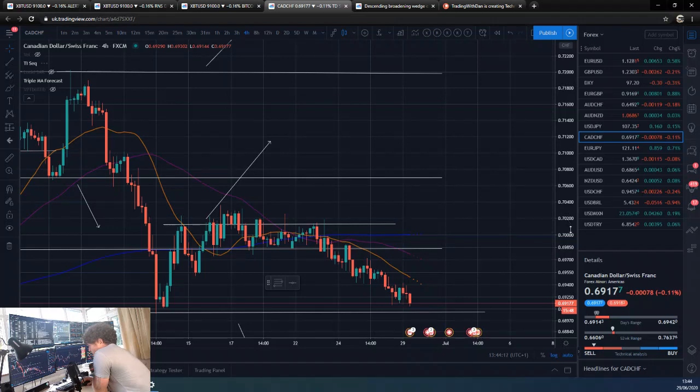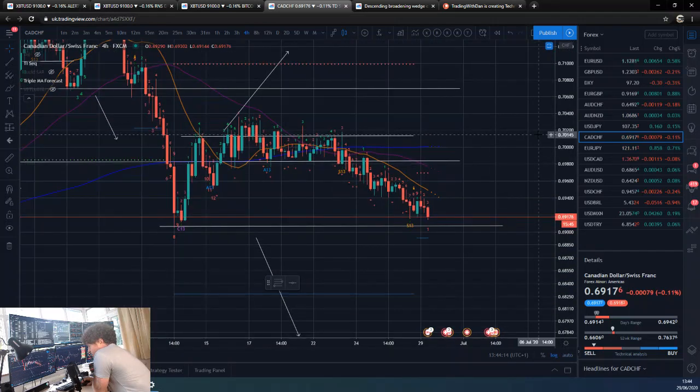So Canadian dollar, Swiss franc, this is looking pretty weak. Continuation sell on the 4-hour if we get below here, but we're going to look at the daily first.